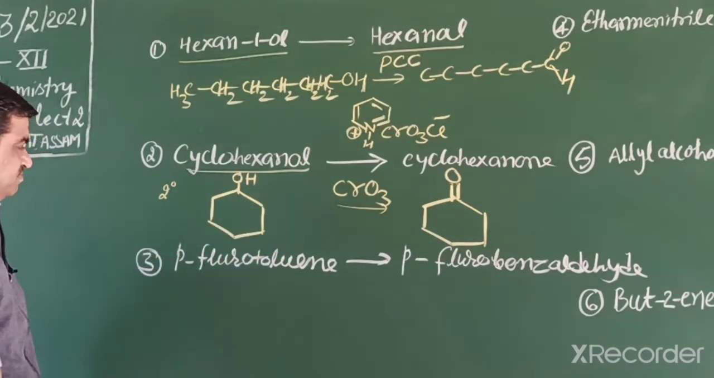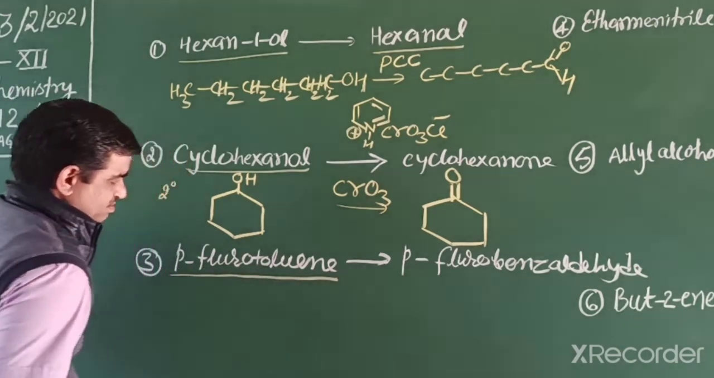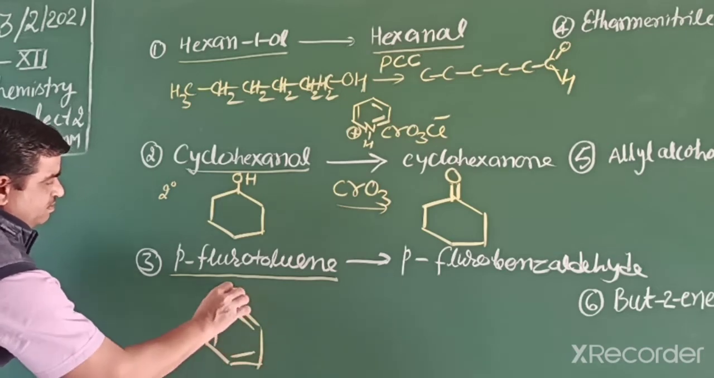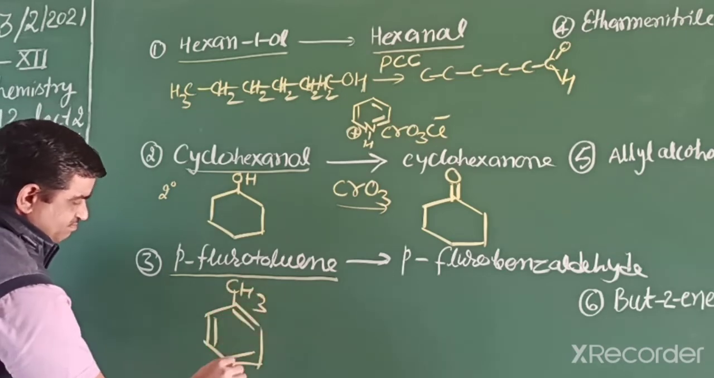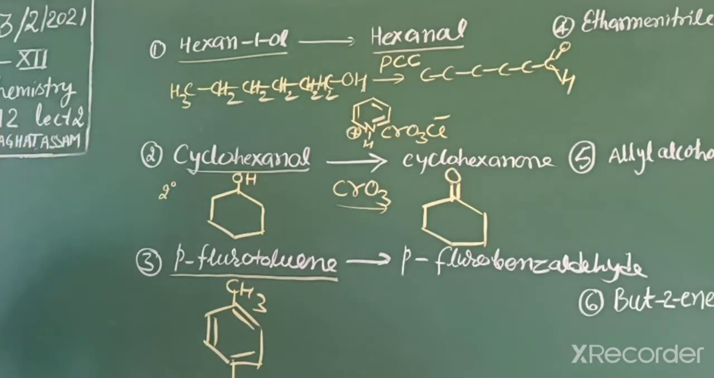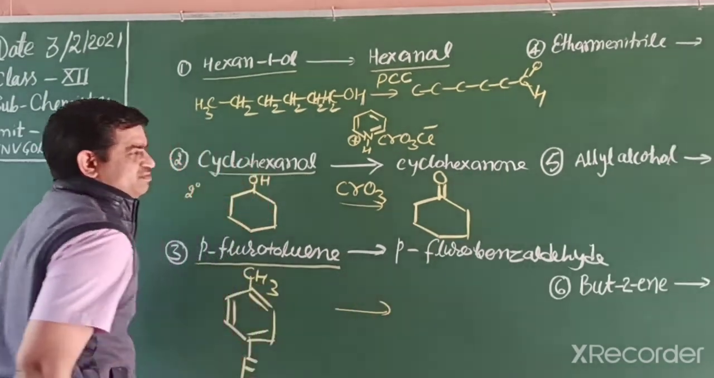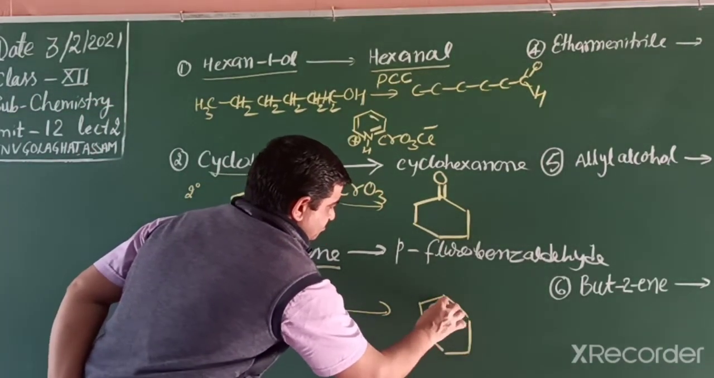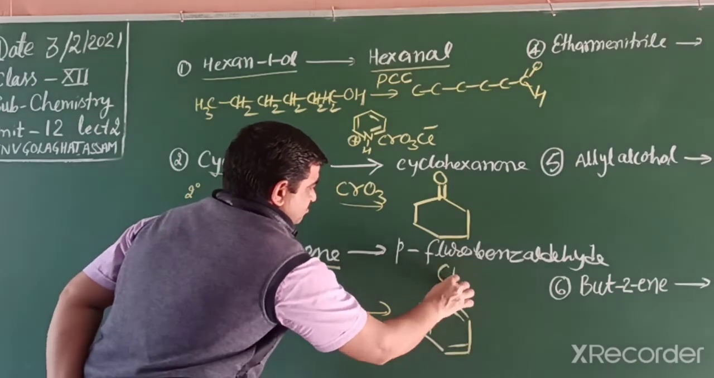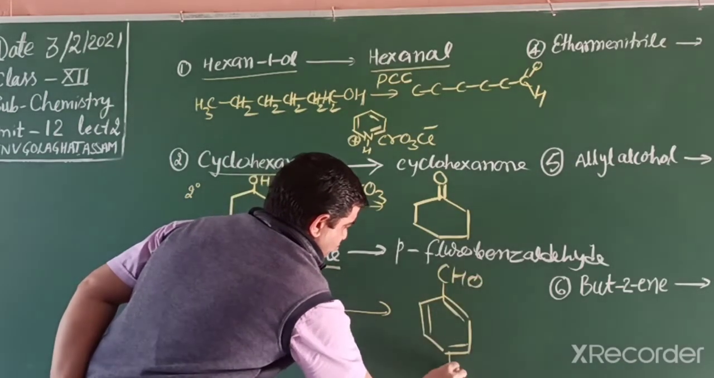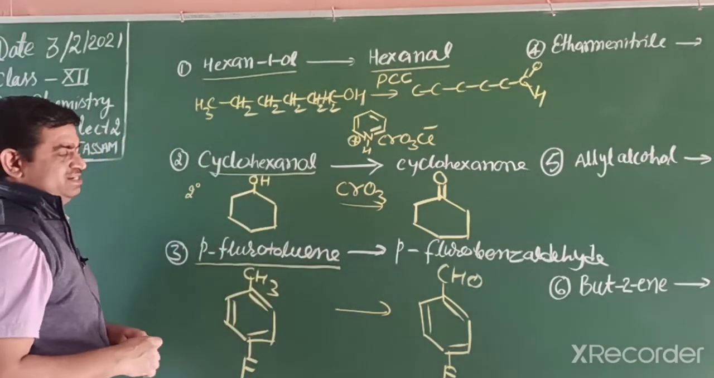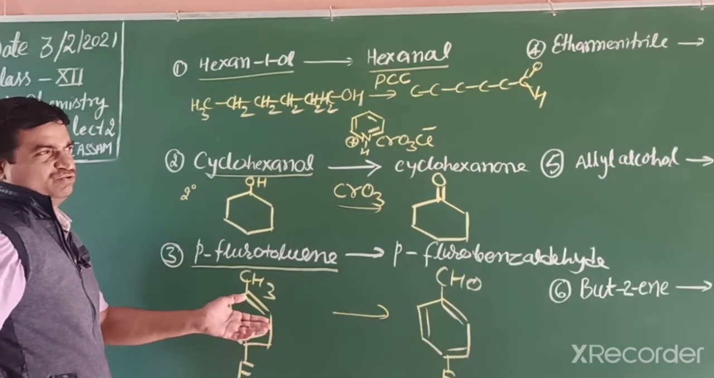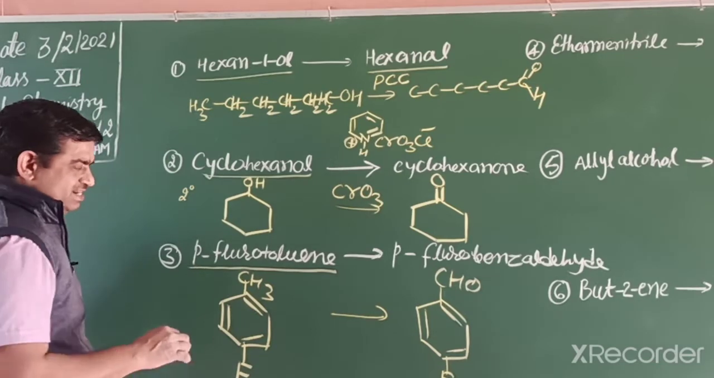Next one, parafluorotoluene. So first we write the structure, toluene, and parafluorotoluene converts into parafluorobenzaldehyde. So toluene converts into benzaldehyde by two reactions. One is the Etard reaction, the other we can write chromium trioxide in acetic anhydride also.